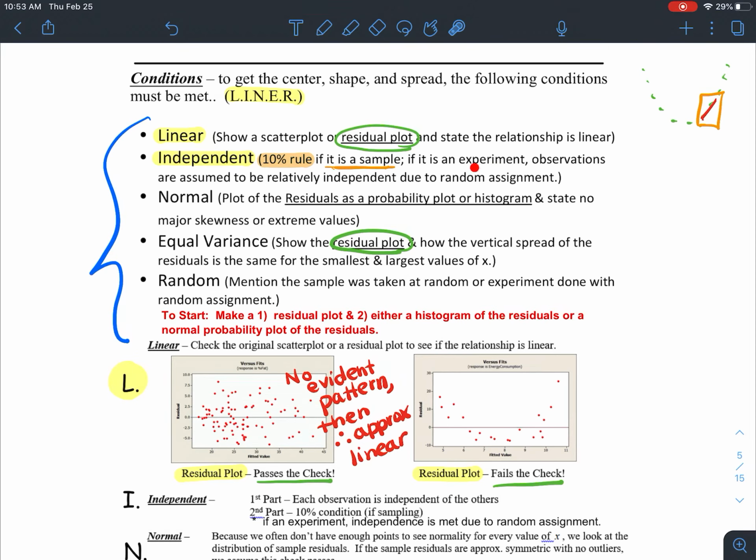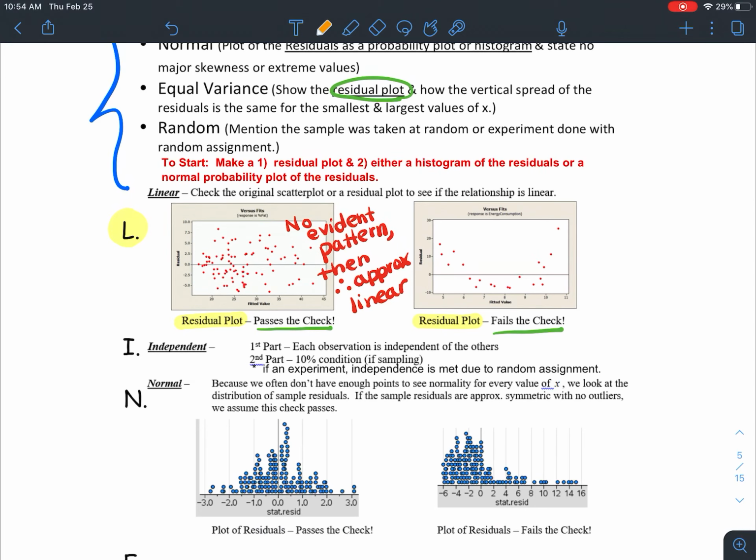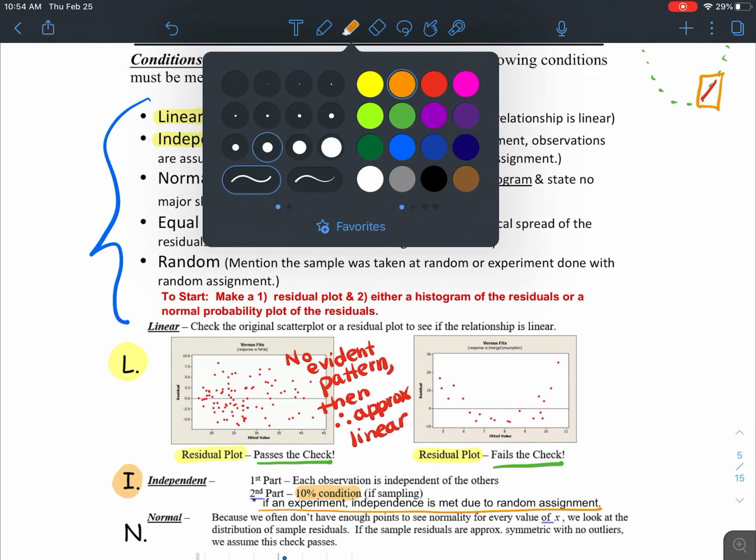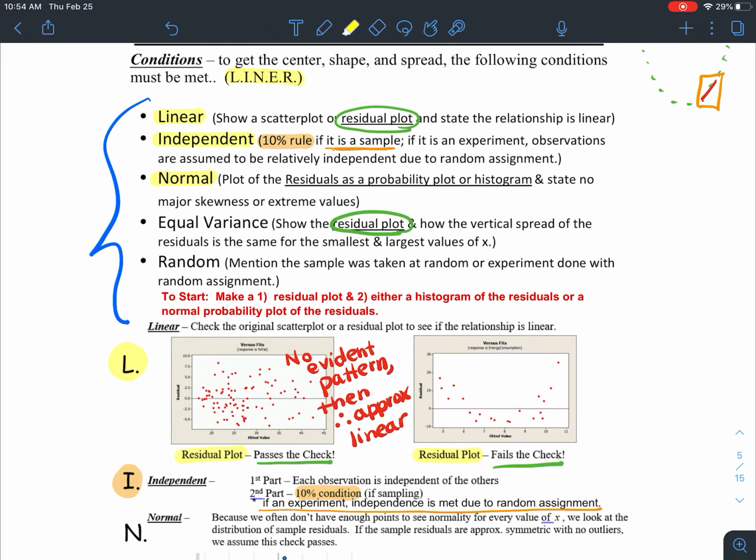If the problem is referencing an experiment, then we are assuming that we're achieving independence through the random assignment process anyhow, and you would not have to address this piece at all. So you can see down here, the independence condition is just the 10% condition, or if it's an experiment, then we can just skip that condition.